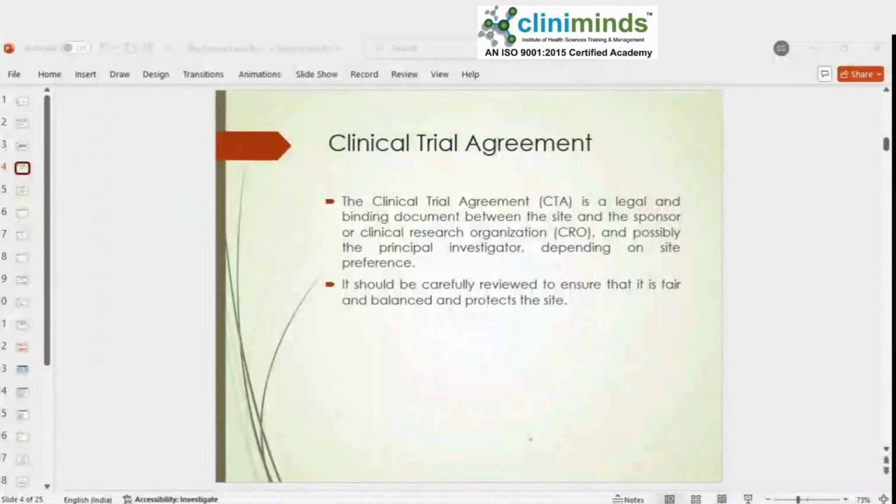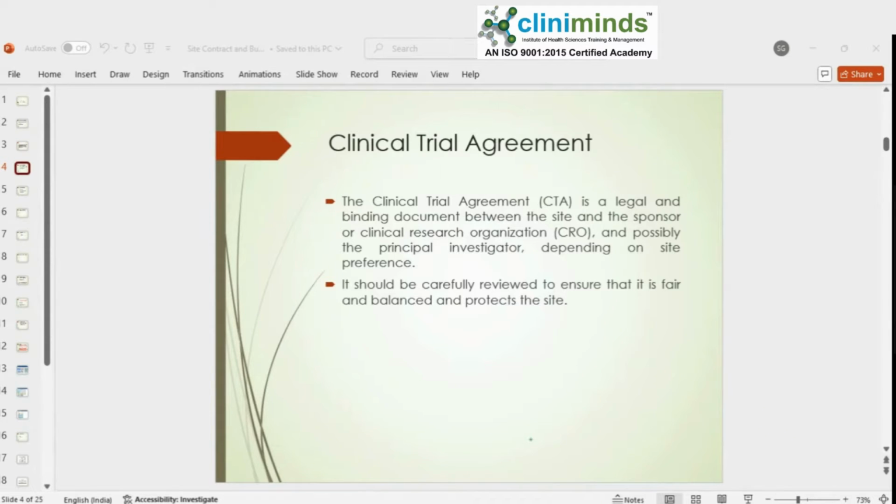So the clinical trial agreement is also known as CTA or site agreement. This is a legally binding agreement between the site and the sponsor, or the site and the CRO, if the sponsor has delegated that duty to the CRO. And on the other hand, if the site wants the PI to sign the contract, the PI will be signing on behalf of their institution.